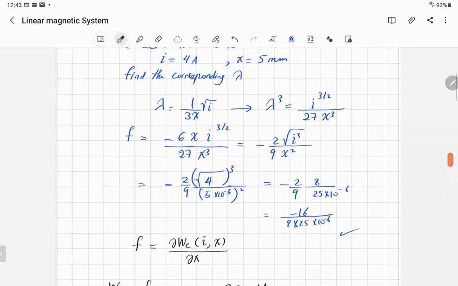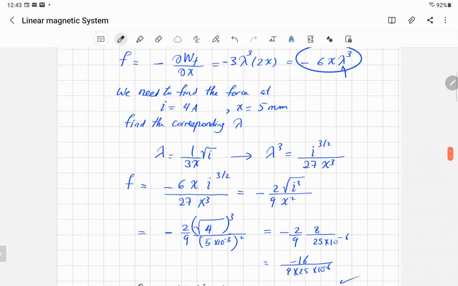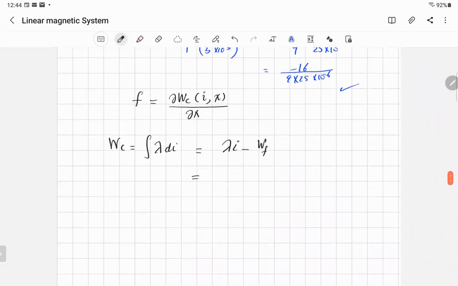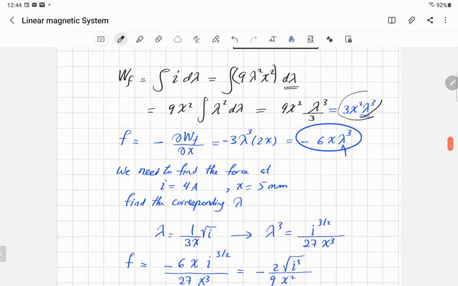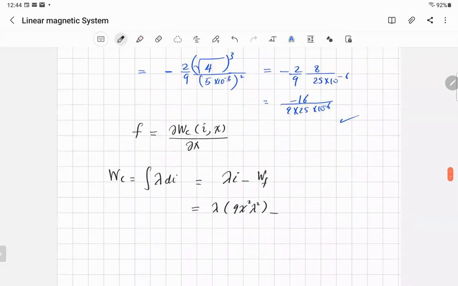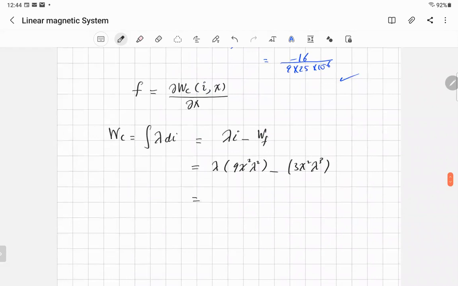Lambda times I, let me go back. I is 9 lambda squared x squared. So lambda times I is 9x squared lambda cubed, minus Wf. Wf we got here: 3x squared lambda cubed. You simplify: 9x squared lambda cubed minus 3x squared lambda cubed equals 6x squared lambda cubed. That will be the Wc.